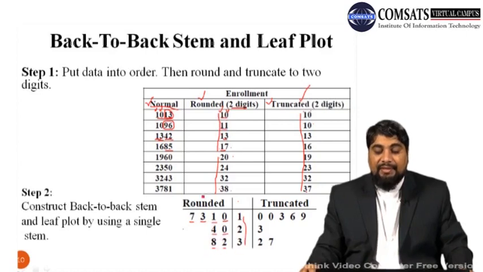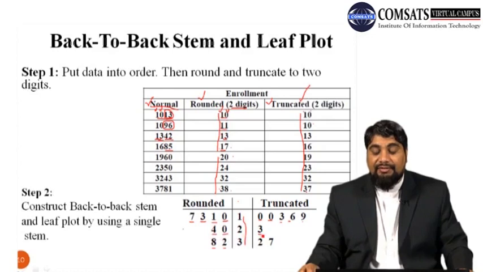So this is how the stem and leaf plot of rounded numbers is constructed. And now move to the truncated digits. The stem is 1 and the leaf is 0, so 1 0, and next 1 0 again, so put 0 here, and next 1 3, 1 6, 1 9, so 3, 6 and 9.